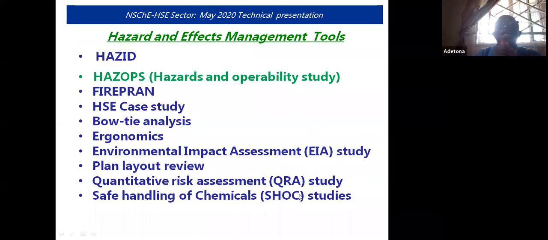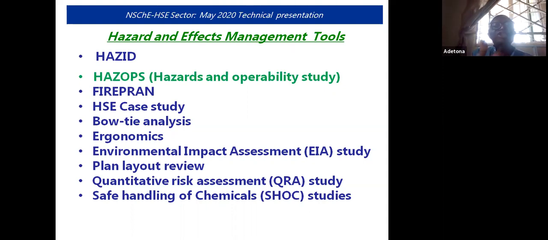Now, the hazard and effect management tools consist of a package of tools through which we eliminate hazards during the front-end design. Then, where we cannot eliminate all the hazards, we put controls and safeguards in place, to mitigate the impact to a tolerable level.